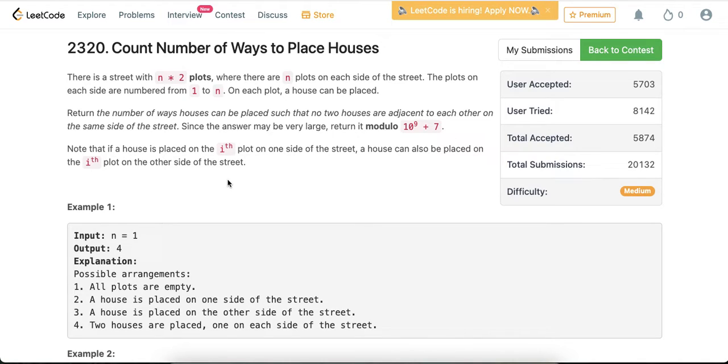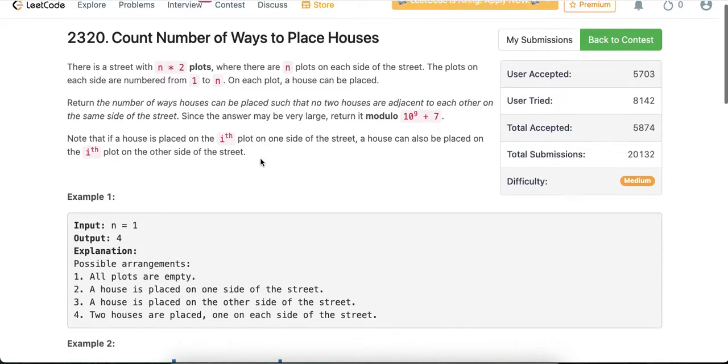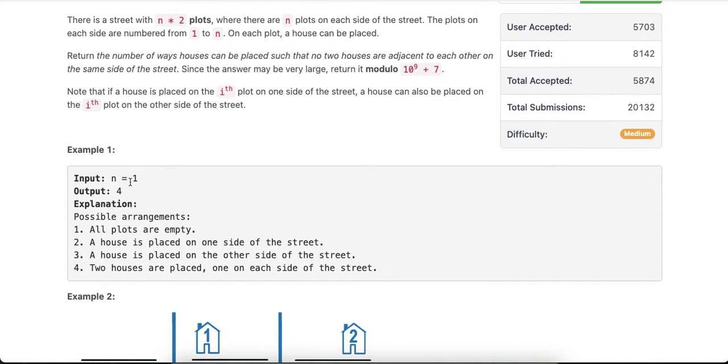The overflow is different. And note that if the house is placed on the ith plot on one side, a house can also be placed on the ith plot on the other side. It means that there is no restriction when we consider the two different sides. An example: when there is only one plot at one side, there are four possibilities.